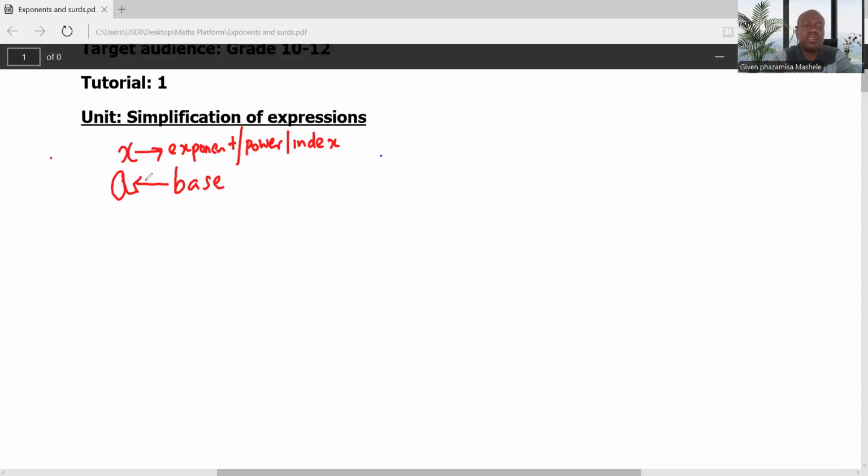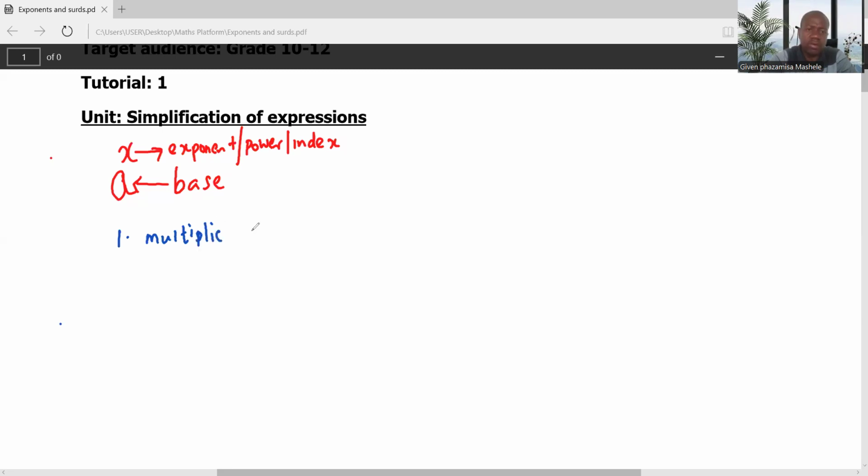So if we want to translate this, we can say a to the exponent of x, or a to the power of x, or a to the index of x. Now we're going to talk about the laws of exponents. This is very important, ladies and gentlemen, when you are solving problems, particularly in grade 10, 11, and 12. I'm going to start with the first law of exponents, law number 1, which is the multiplication law.